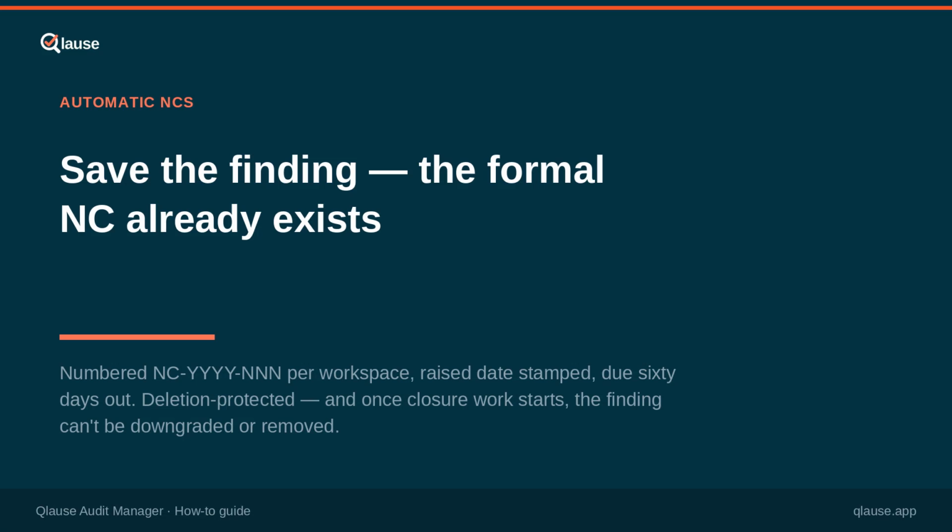And here's the part that saves you the paperwork. The moment you save a major or minor finding, the formal nonconformance report already exists. It has its own number, NC, the year, and a sequence unique to your workspace, a raised date, and a due date set 60 days out. Nobody has to remember to raise it, and nobody can quietly delete it. The record is protected, and once closure work is started, the finding behind it can't be downgraded or removed either.